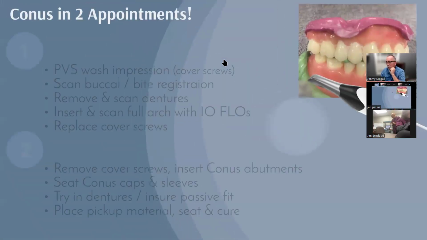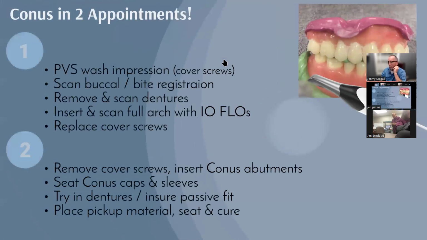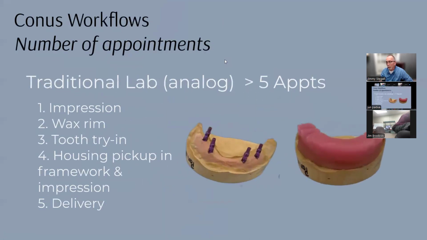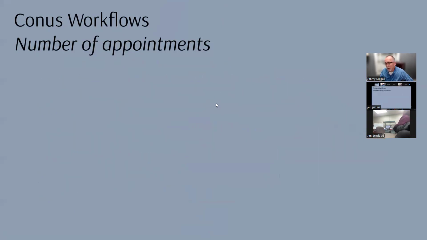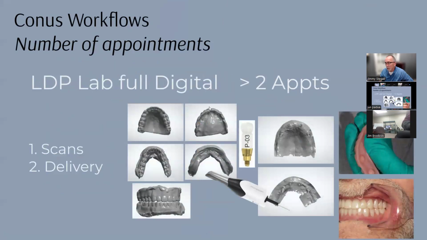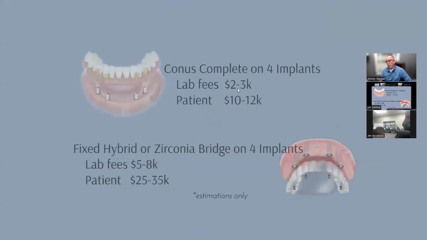So with the digital workflow and a couple of appointments, think about that being easily adaptable to locators, right? We could do the same kind of workflow with locators. We don't have to order custom abutments, but we have to order locator abutments. So we take a workflow that could be 4, 5, or 6 appointments and cut it down to 2 or 3 pretty darn easily using the digital workflow.